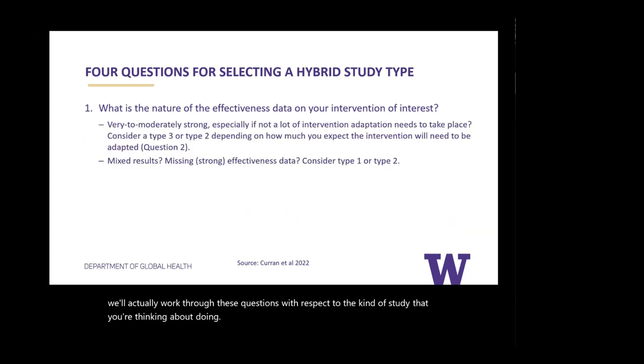Okay, so the first question you want to ask yourself when you're trying to figure out, yes, I want to do a hybrid effectiveness implementation study, should I do a hybrid one, a hybrid two, a hybrid three? The first question is, how solid is the evidence base for the intervention? If the evidence supporting the intervention is pretty solid or very solid, and you don't anticipate having to adapt the intervention in a significant way, then you might consider a hybrid three or a hybrid two study. You kind of want to be more on that hybrid three end of the continuum.